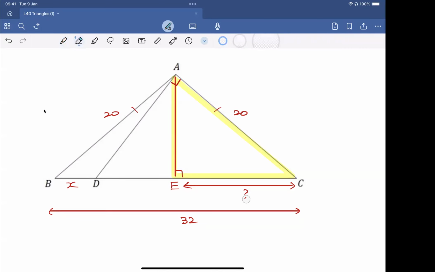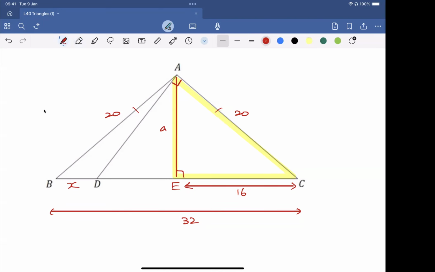Correct, Isaac, 16. Because I cut it in half. 32 divided by 2 is 16. So I know that this is 16. I know that this is 20. Now I want to find this. If you use Pythagoras, we can say that a squared plus b squared equals c squared. Everybody, I give you 2 minutes. Can you just calculate what is the length of A?